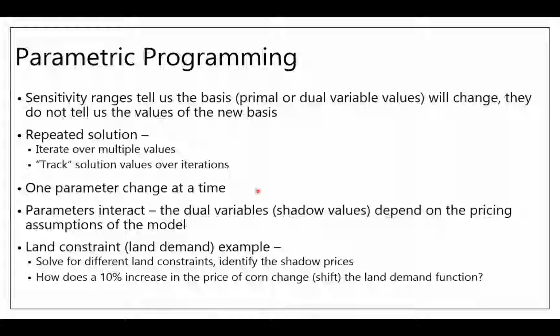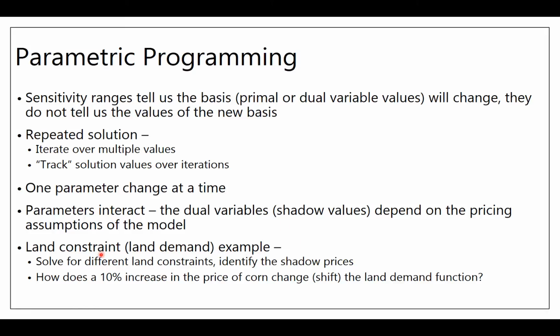Typically, this is done one parameter at a time, but parameters interact. The dual variables, the shadow values in a model, depend critically on the price assumptions of the model. So if there's something you're paying for or something you're selling and its value changes, its value per unit changes in the objective equation, then the shadow values change. And that's like shifting a demand curve or a supply curve, or it's shifting the parametric program relationship, whatever you've evaluated.